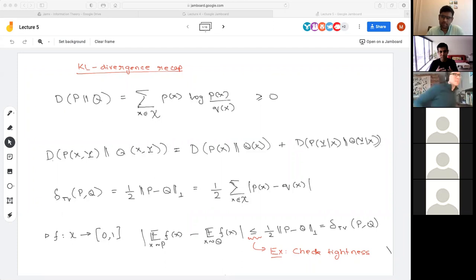Okay. So last time we talked about KL divergence and the total variation distance, or so-called statistical distance between two distributions. And we'll continue studying maybe the relationship between these two quantities and also some applications in today's lecture.